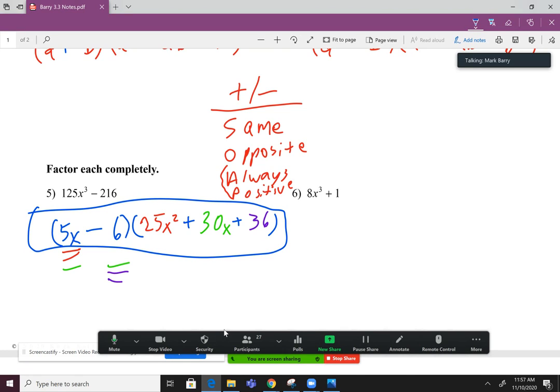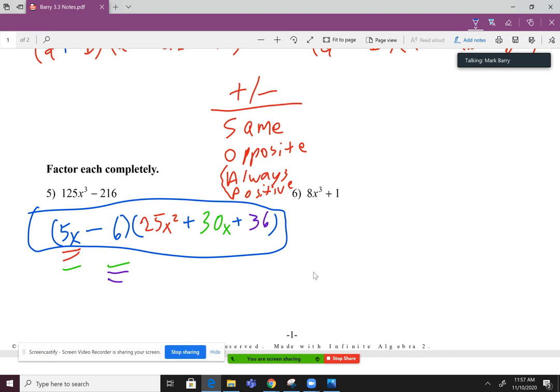All right, next up, let's take a look at number 6. So once again, I've got perfect cubes. That has an 8 in it. I know I have my x cubed. I know 8 is 2 cubed, and I know 1 is 1 cubed, right? Okay, so I'm going to build one small parenthesis and one big one.